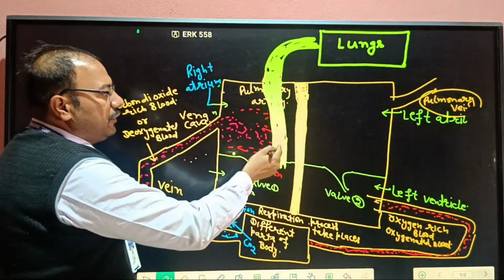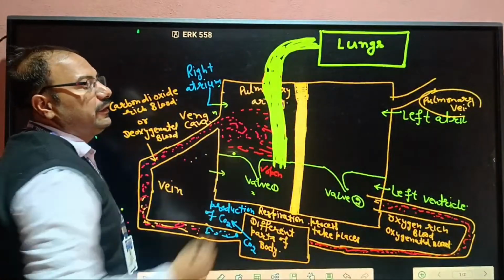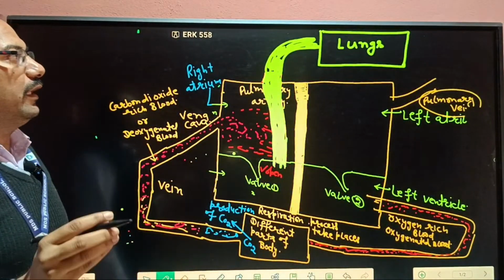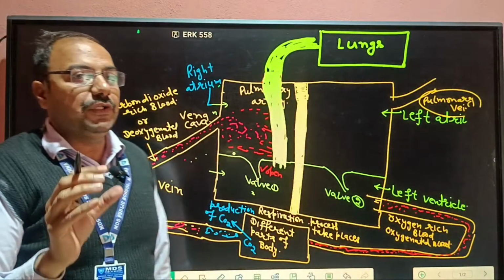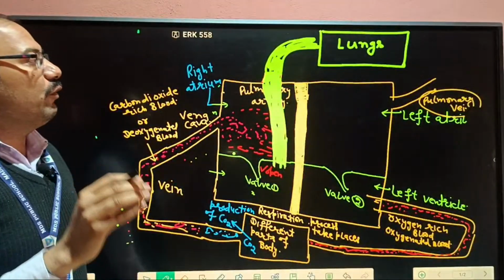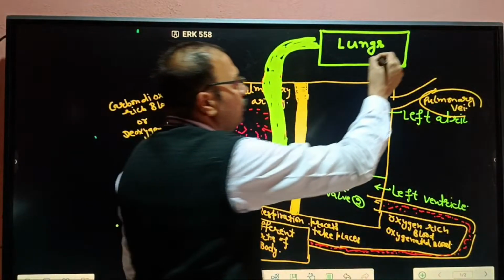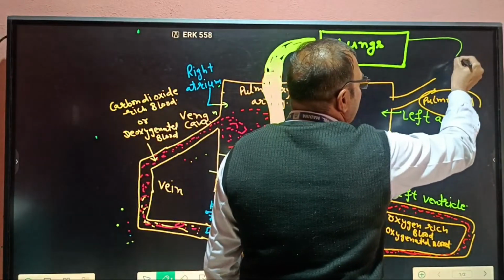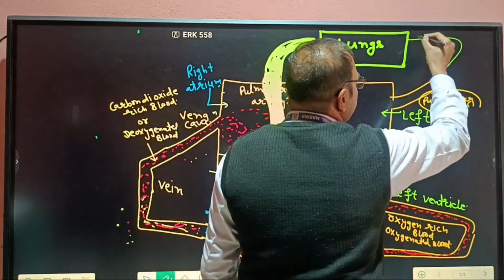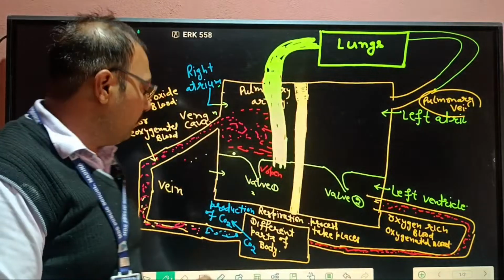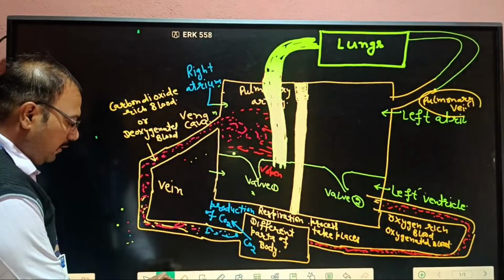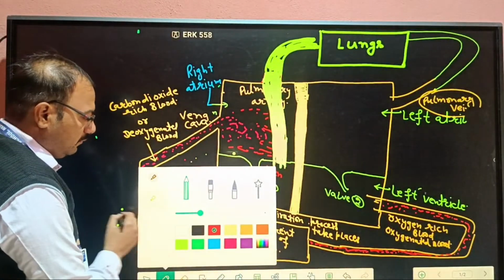So where does this deoxygenated blood go? It goes into the lungs. We already know lungs contain alveoli. Alveoli are the functional unit of the lungs. So these purify the blood, and again it comes back, generating oxygen-rich blood. So we make it here in red color.